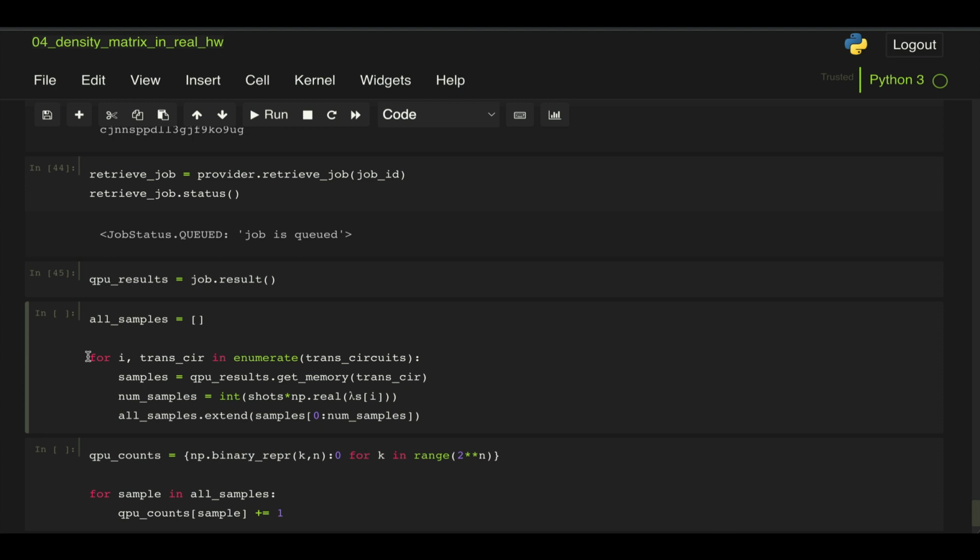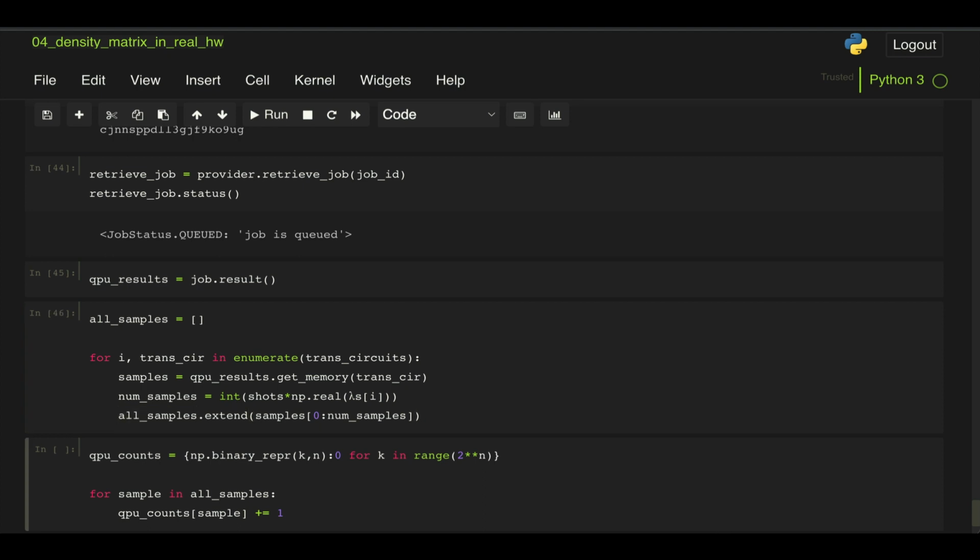So what we're doing here is a for loop where we're going through each of the 8 circuits we ran, extracting the sample results that we ran in our quantum processing unit, then deciding how many samples we need from each of these circuits, which is basically the total number of shots weighted by the probability of having that circuit. And then we're adding that to a list that has all the samples that we have accumulated.